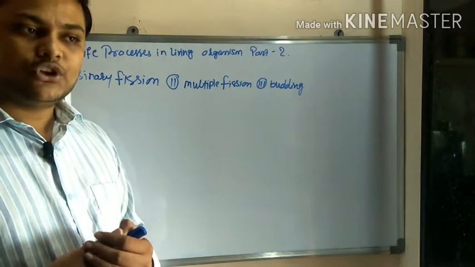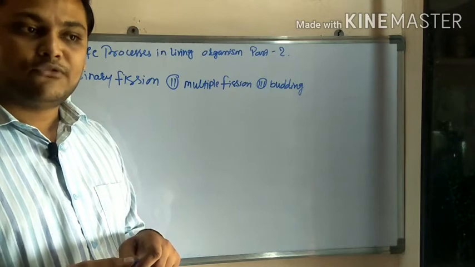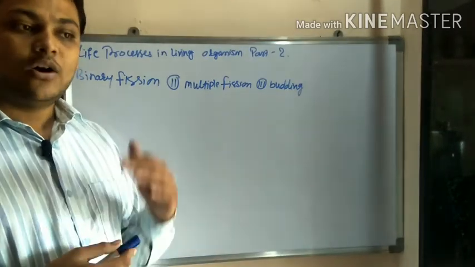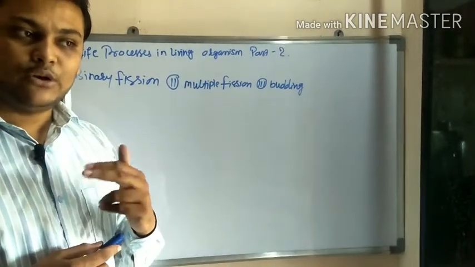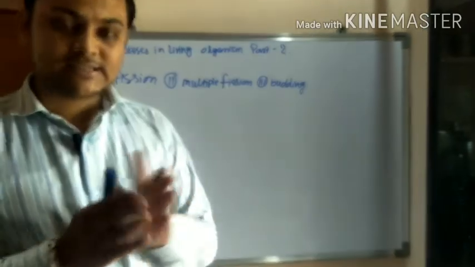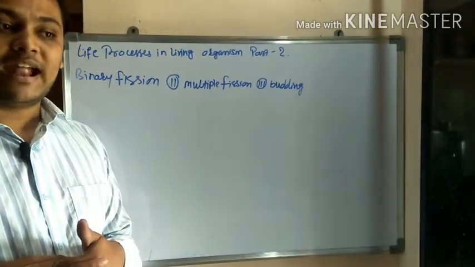In eukaryotic cells, organelles like mitochondria and chloroplasts also perform asexual reproduction by binary fission. In this process the parent cell divides into two daughter cells, which means one parent cell is converted into two daughter cells. It occurs by mitosis or amitosis.